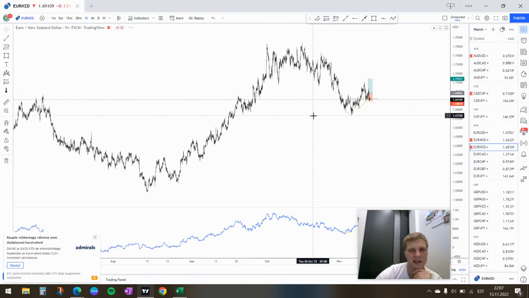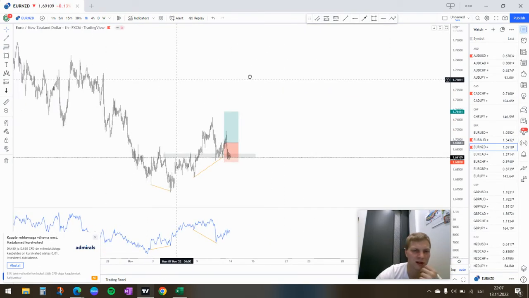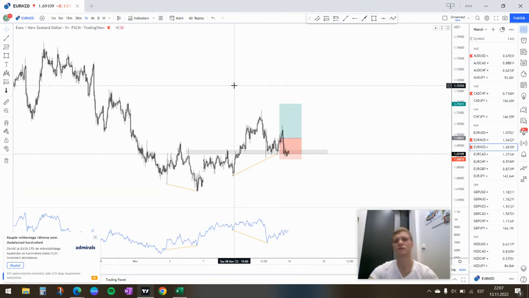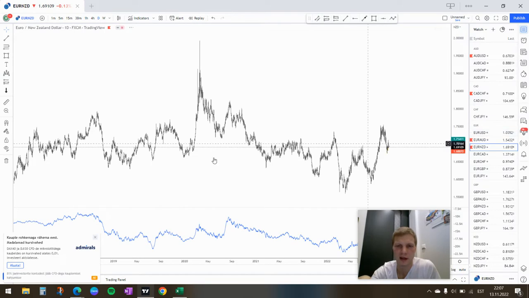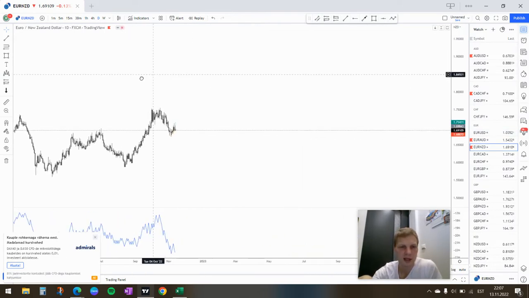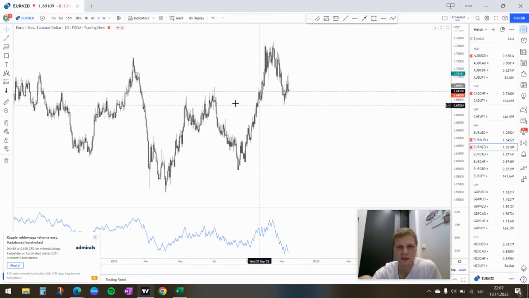But I'm still in this buy right now. It's probably gonna stop out. Huge probability for that. So that's that. I'm still in this trade. It's kind of a daily break and retest, right?